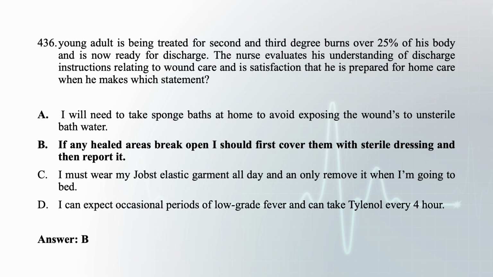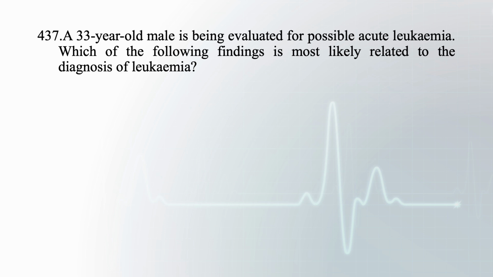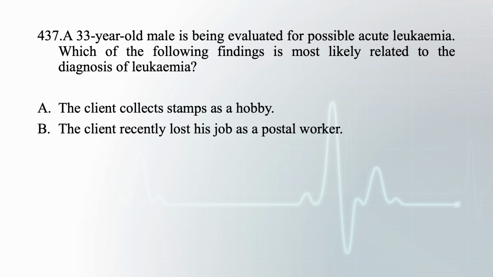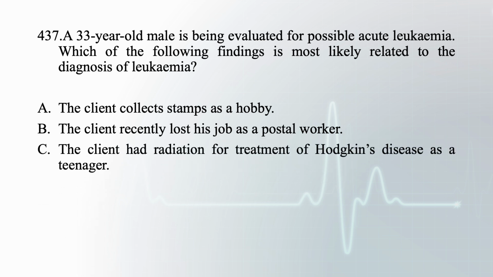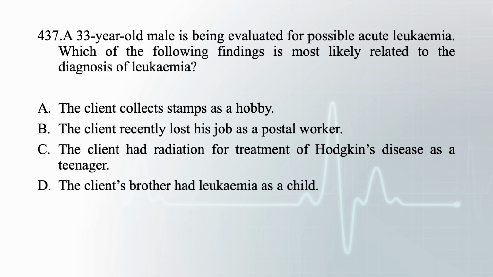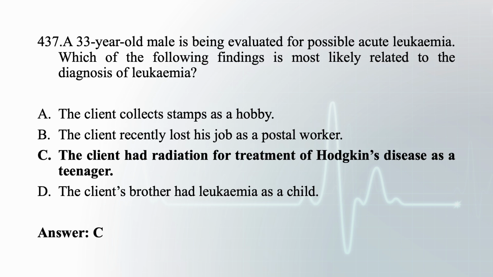Question number 437. A 33-year-old male is being evaluated for possible acute leukemia. Which of the following findings is most likely related to the diagnosis of leukemia? Option A, the client collects stamps as a hobby. Option B, the client recently lost his job as a postal worker. Option C, the client had radiation for treatment of Hodgkin's disease as a teenager. Option D, the client's brother had leukemia as a child. The correct answer is option C, the client had radiation for treatment of Hodgkin's disease as a teenager.